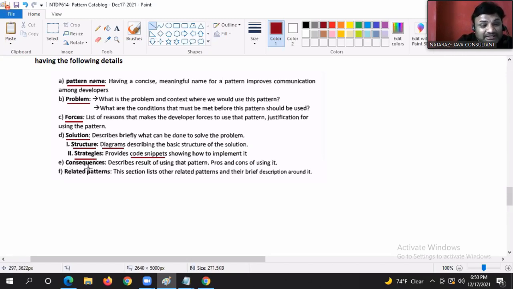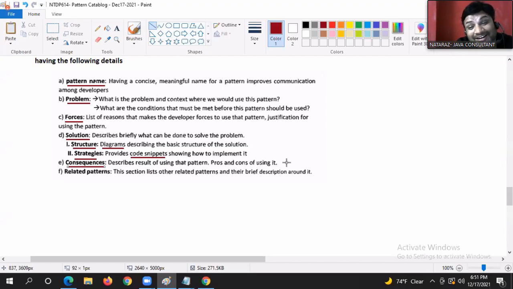After applying this design pattern, are there any side effects? Are there any advantages? Today, don't worry about singleton, I'm just taking it as an example. Describe the result of using the pattern, the pros and cons of using it. What is the positiveness of applying the singleton pattern, guys? Memory is not wasted. That's one advantage. Another advantage is what, guys? CPU time is used effectively. But there is one disadvantage also. What is that, boss? Multiple threads may act on a single object.